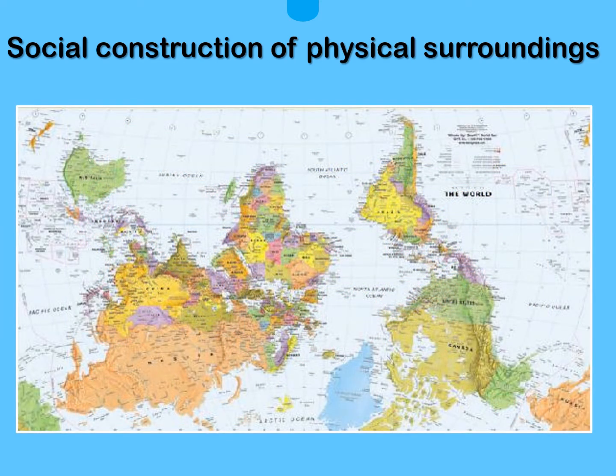If I was to ask you what's wrong with this map, some of you might say, well, it's upside down. But is it really upside down? Is there really an up or down on planet Earth?